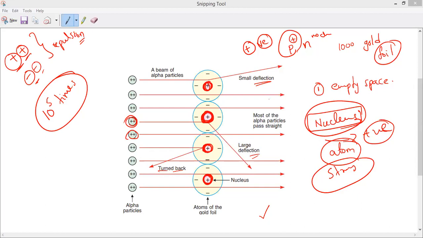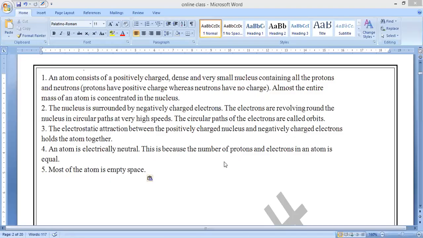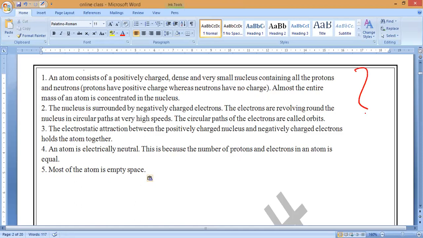And what is the first point, guys? An atom consists of a positively charged, dense and small nucleus containing all the protons and neutrons. So from that we can say the entire mass of the atom is located at the nucleus only. These are the 5 points which you need to write whenever they ask you to write the Rutherford atomic model.